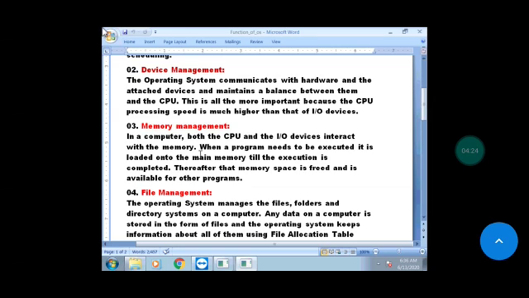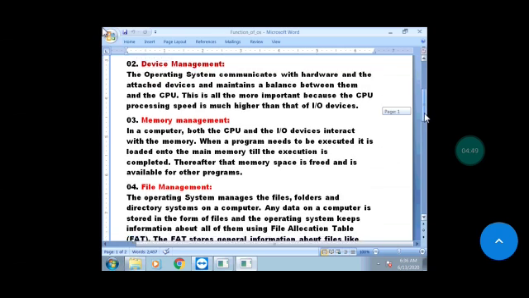Listen, my dear, if I am opening any application software, obviously it will go to the main memory. And it will remain there until my execution is completed. And once my execution gets completed, what will happen? Your memory will be free and now you can go for the other application program.